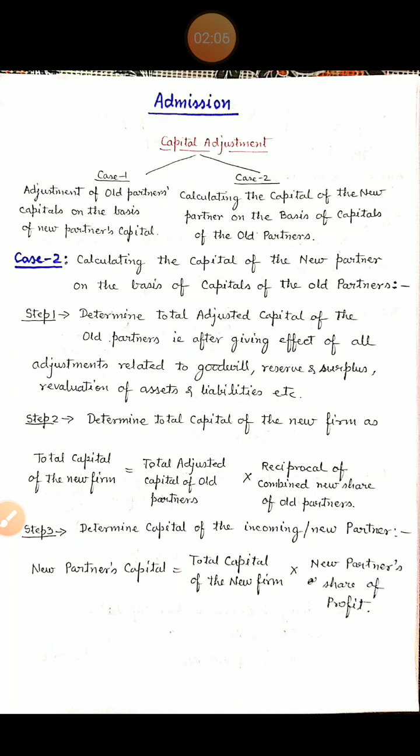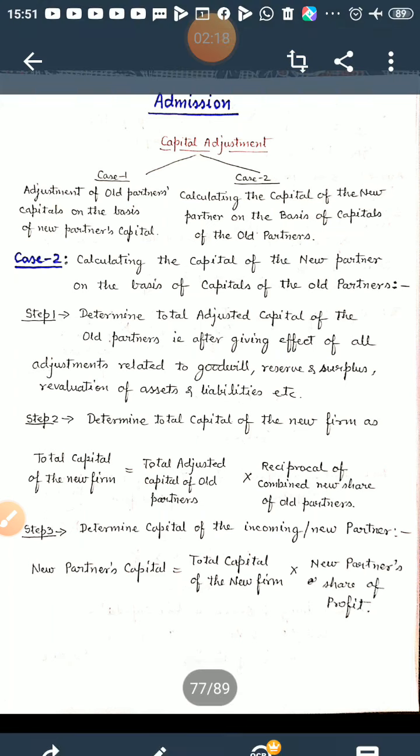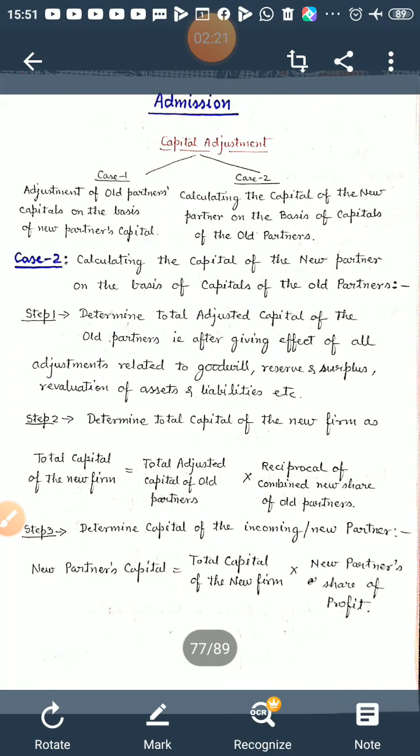First of all, determine the total adjusted capital of the old partners, after all adjustments related to goodwill, reserves and surplus, and revaluation of assets and liabilities. You go as you usually do for the goodwill treatment, reserves and surplus, and revaluation of assets and liabilities. After doing all adjustments, you calculate the balance of the old partners.